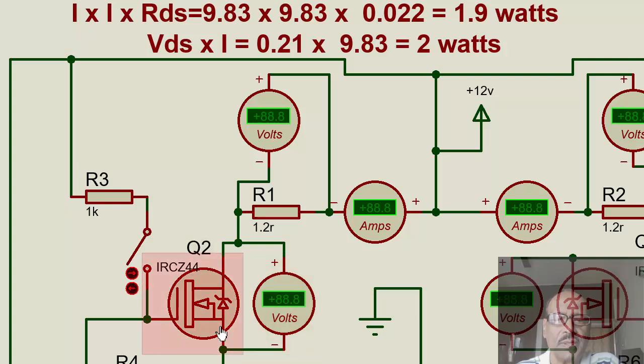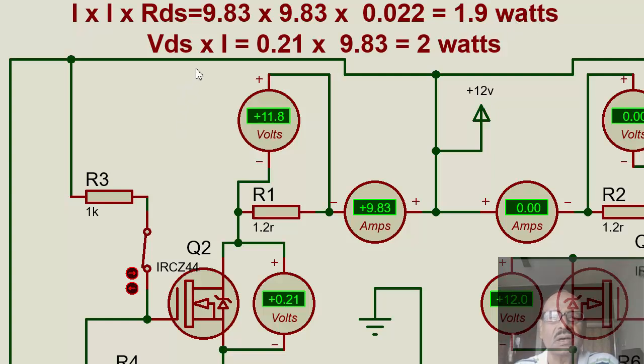Now let's look at this section. This is Z44, and when we simulate this, all readings are 0 and the full 12 volts appears across the switch, because we have not given any gate drive. Once we give the gate drive, the current is about 9.83 and the voltage drop across it is 0.21. How is that? The current is 9.83, so power loss is I squared R, that is I squared into 0.022, which we saw in the data sheet.